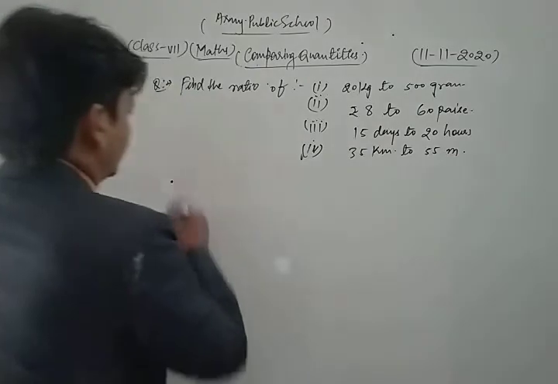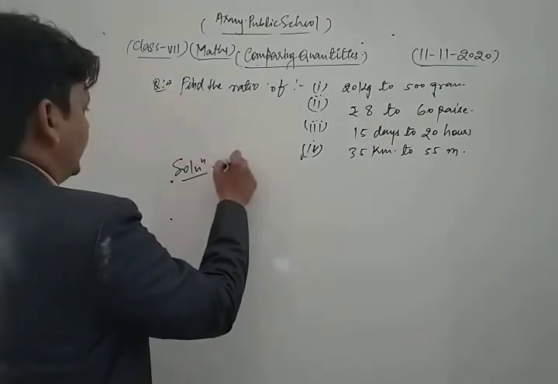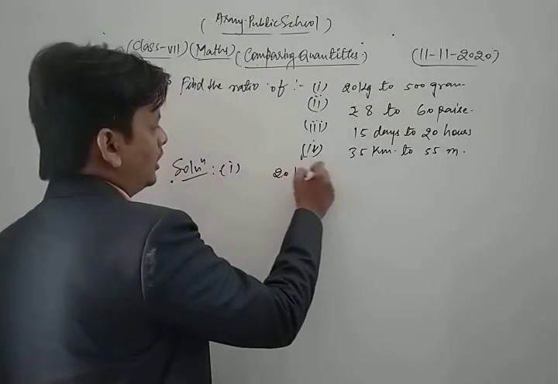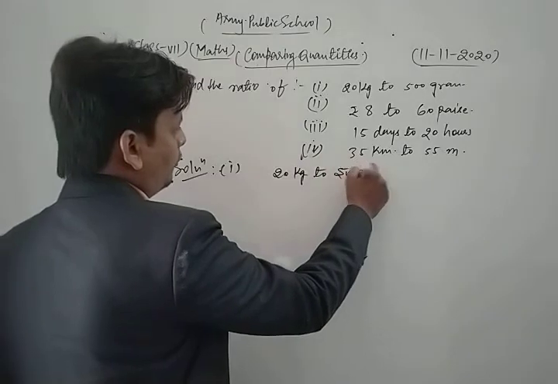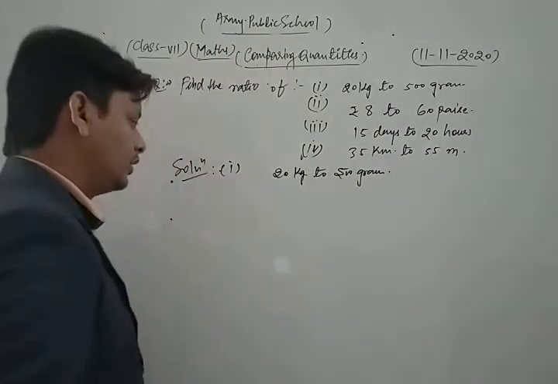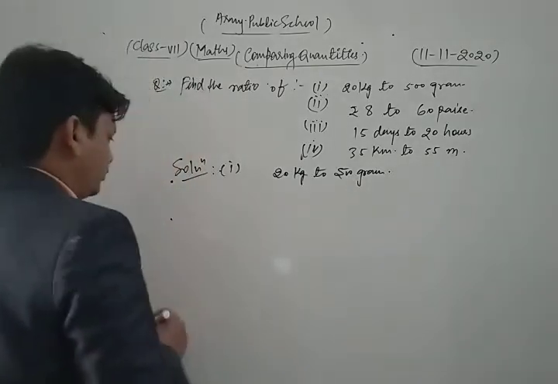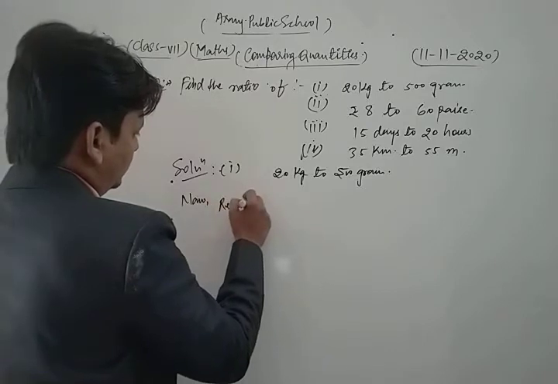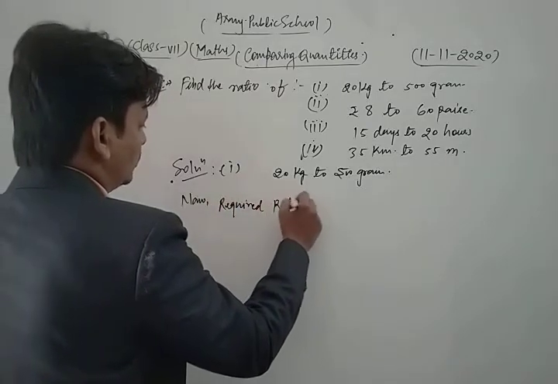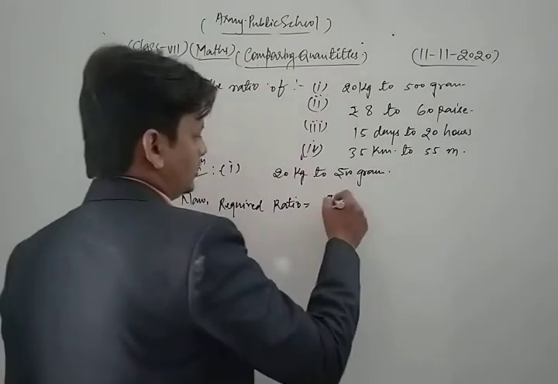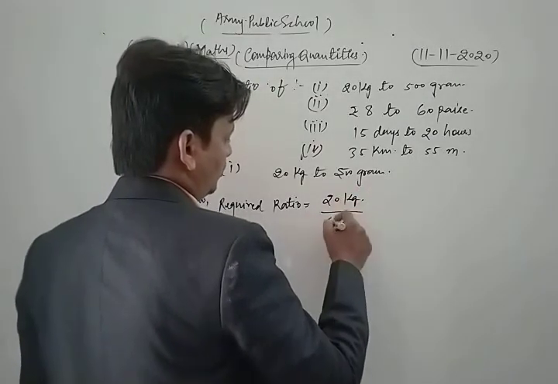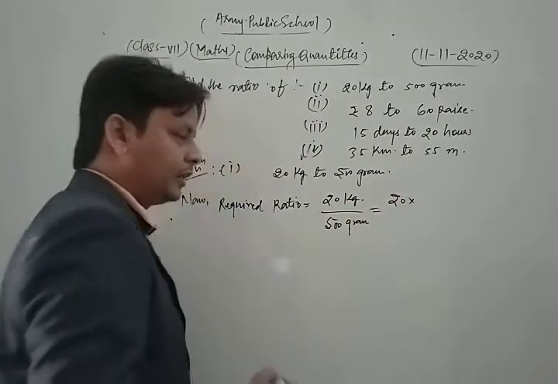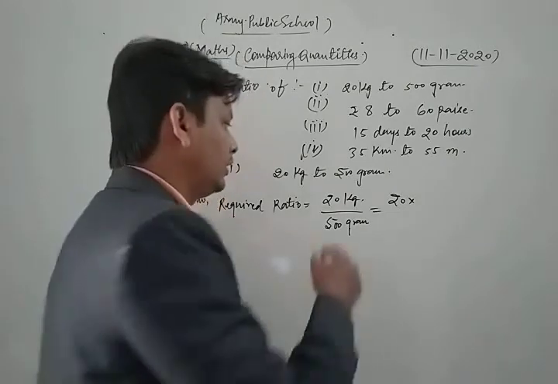Now we take and solve the first part of this question, which is the ratio of 20 kilogram to 500 gram. The required ratio is 20 kilogram to 500 gram. Now, how many grams are in 1 kilogram, dear student? There are 1000 grams.